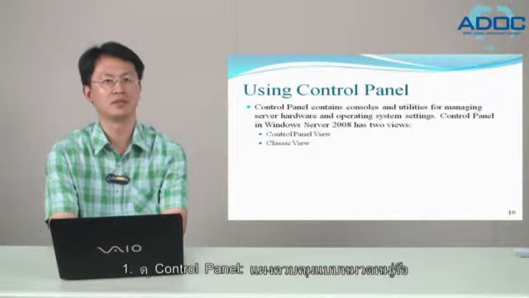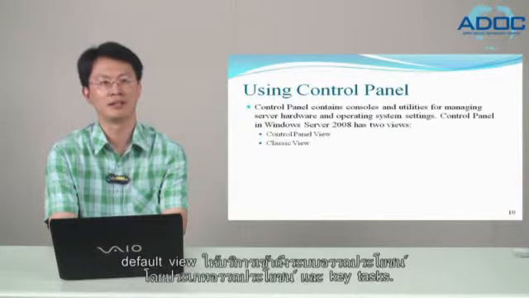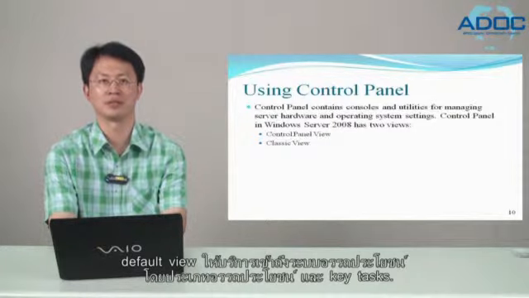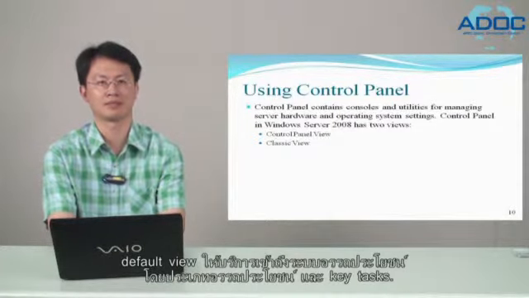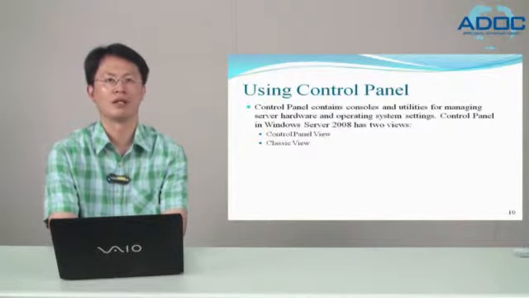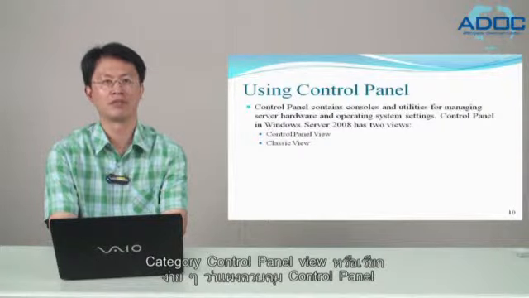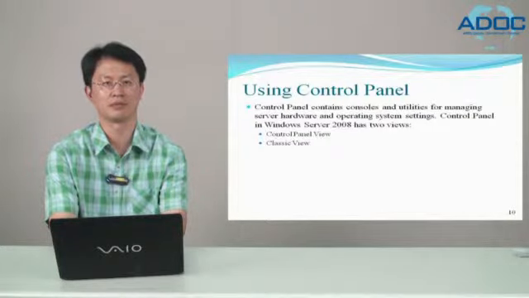Control Panel View. Category Control Panel is the default view that provides access to system utilities by category, utility, and key tasks. Category Control Panel View is also referred to simply as Control Panel.